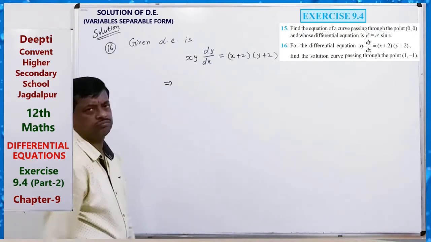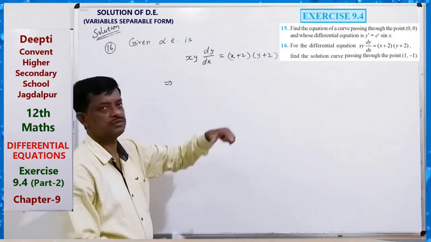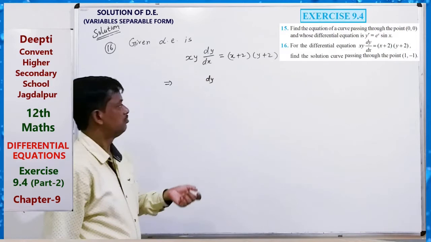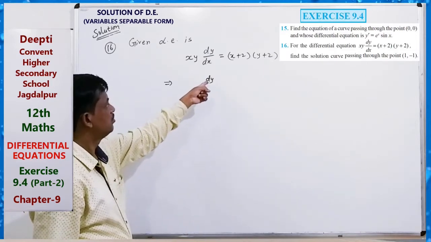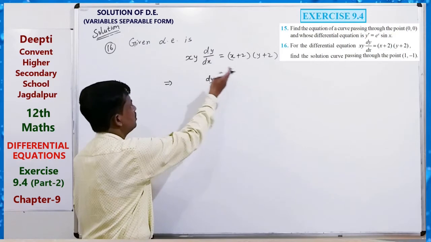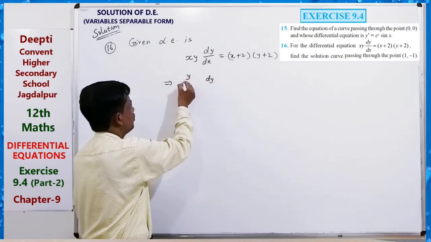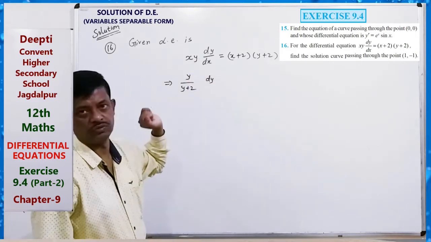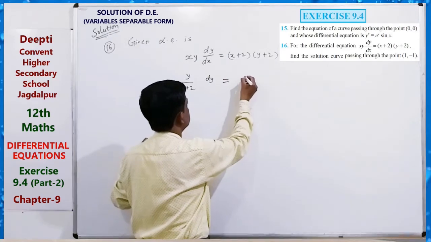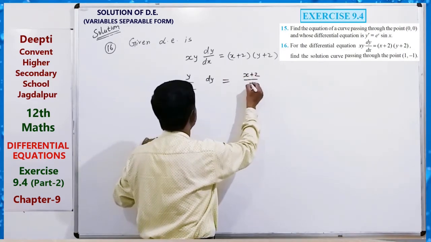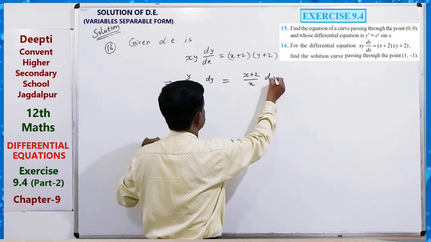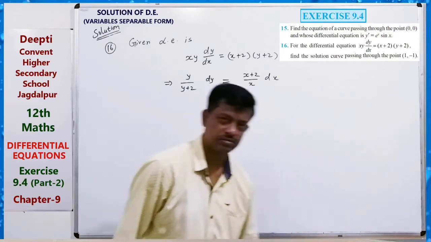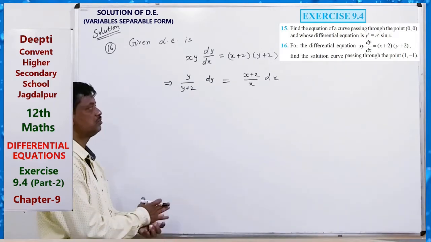Okay, so here xy dy/dx is equal to this. This is also separable form because x and y are in multiplication. So we can write it like this: put the function related to y with dy. So we write y(y+2) dy equals (x+2)/x dx, separable form. The passing point is (1, -1), which we have to use for the constant.